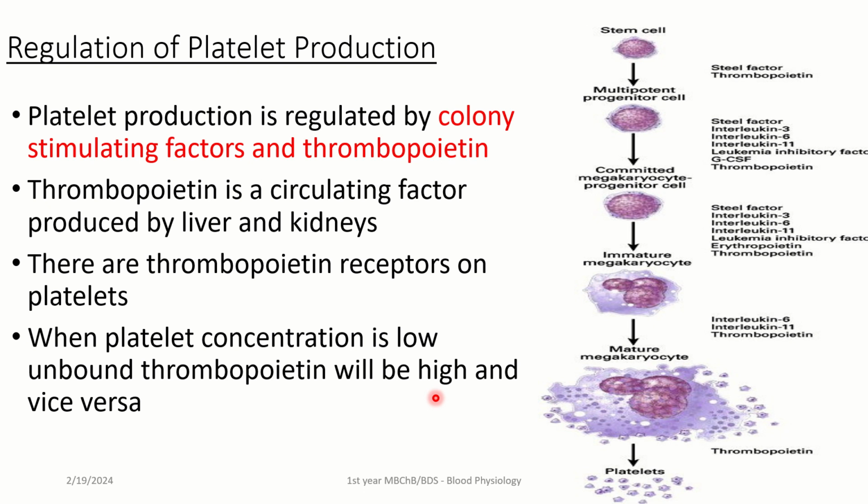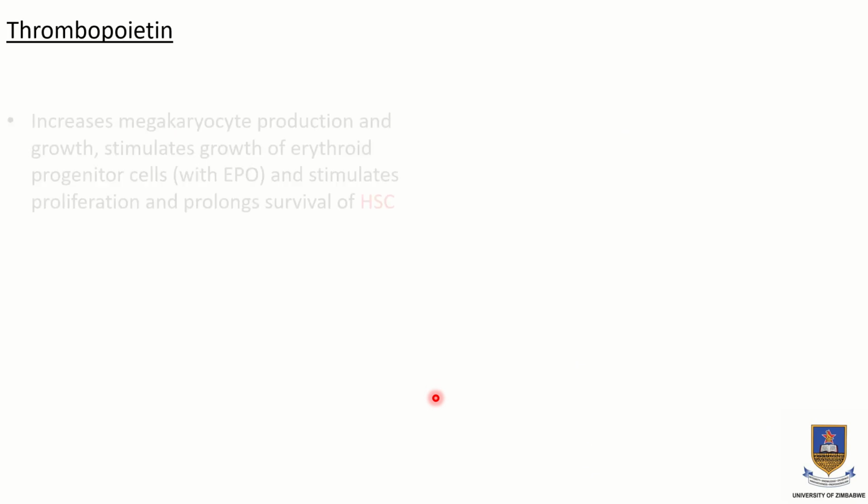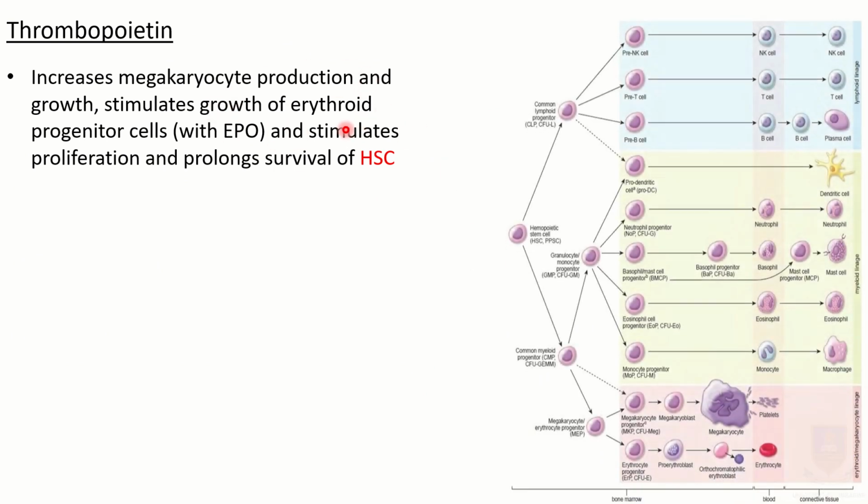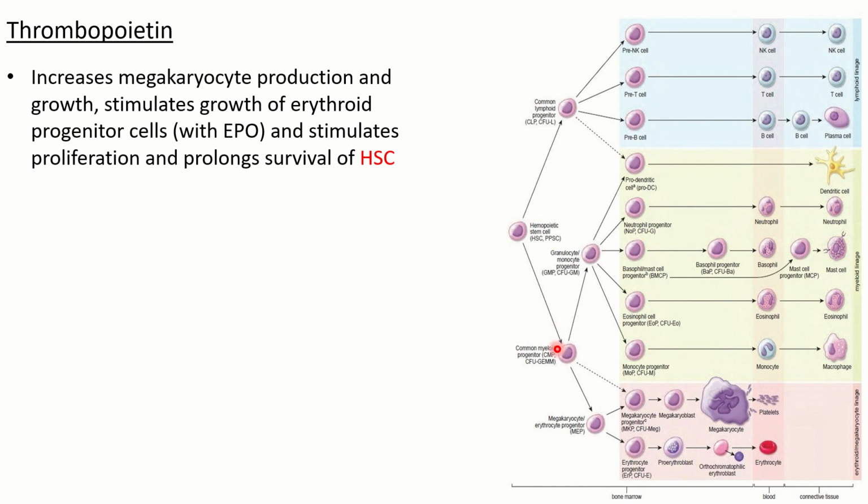It's very simple, right? Now, thrombopoietin, it increases megakaryocyte production and growth, and it stimulates growth of the erythroid progenitor cells. That is this progenitor cell and this progenitor cell. It stimulates them, and it stimulates proliferation and prolongs the survival of the hematopoietic stem cell, right? By stimulating, leading to its proliferation, right?